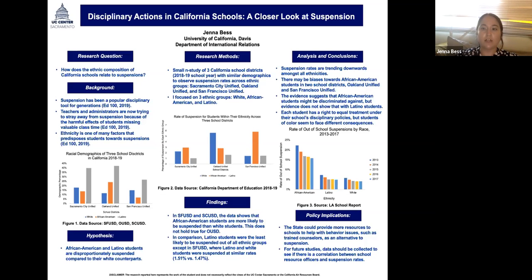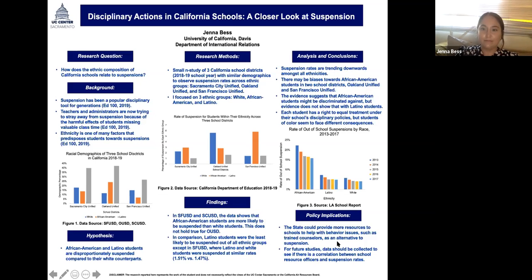As a policy implication and suggestion, there should be an alternative to resorting to suspension, which also leads to missing valuable classroom time. The state should be providing schools with trained counselors to work with students with behavioral issues. And that is all. Thank you.